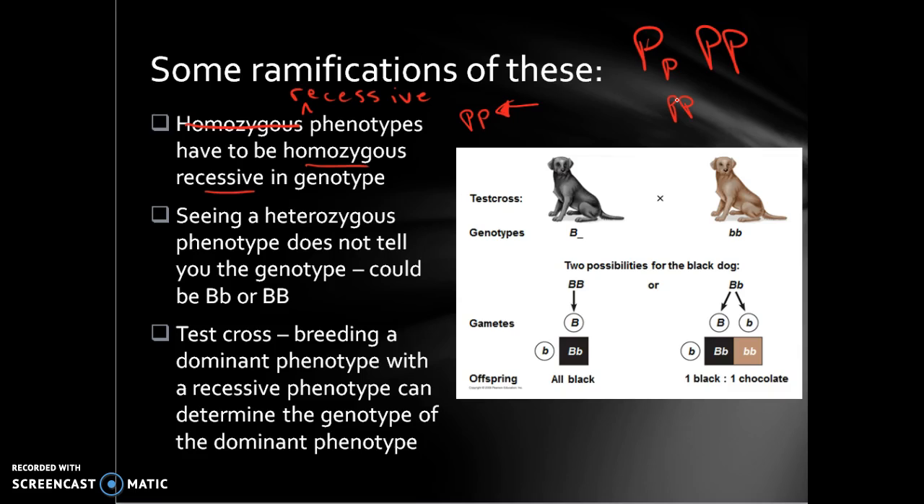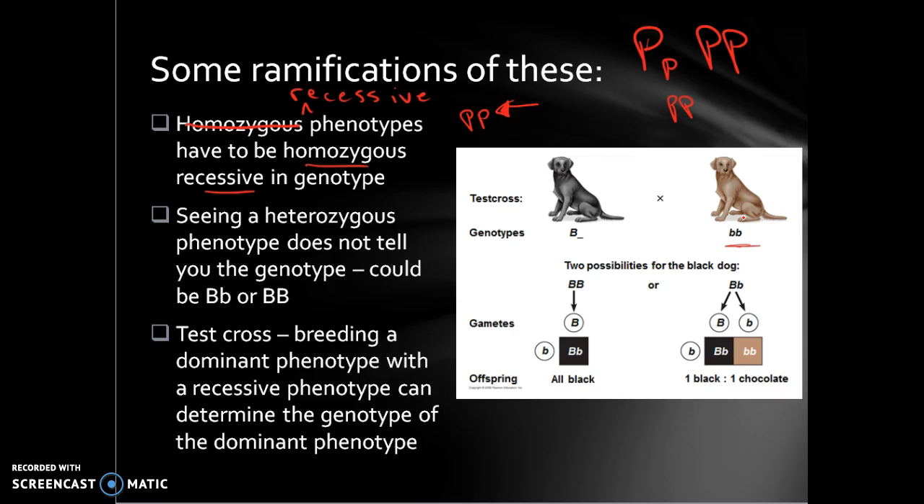So similarly, we see that over here in the dogs. Black is dominant to brown in labs, and so the chocolate labs are homozygous recessive. They have to have both little b's. That's the only way that you would see brown, because if there was even one big B, it would be black.